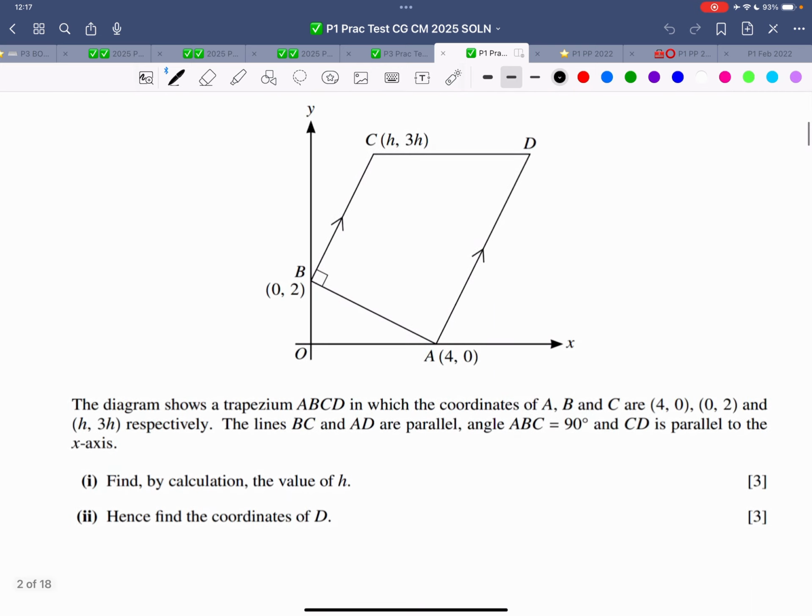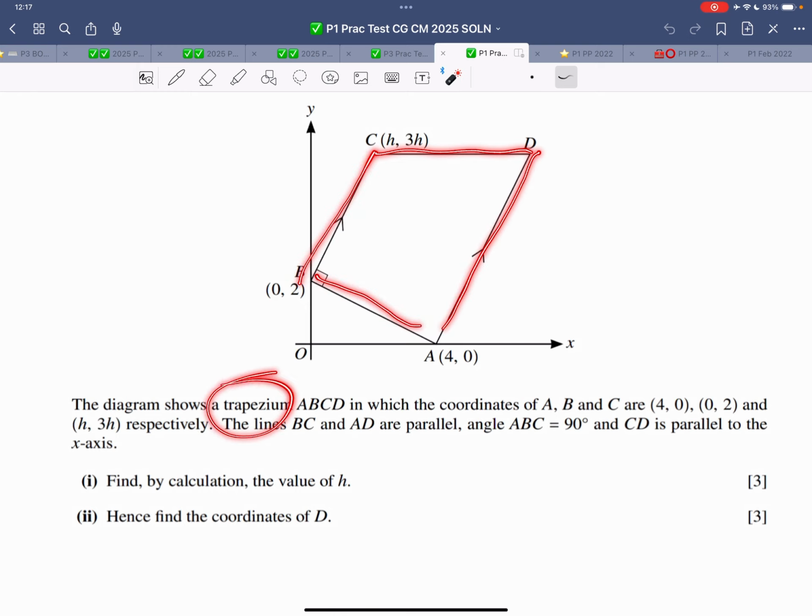This is the first question, have a good look at it. The question is about a four-sided figure. It's a trapezium, it says so. And the coordinates are given as follows. A is given, B is given, C is given. This line and this line, they are perpendicular. BC and AD are parallel to one another.